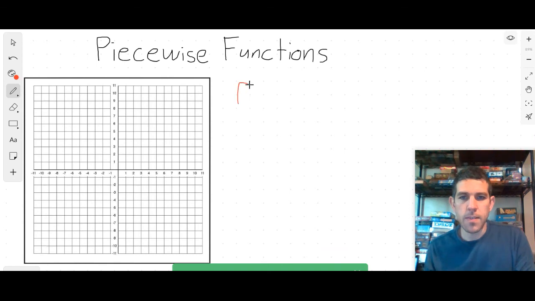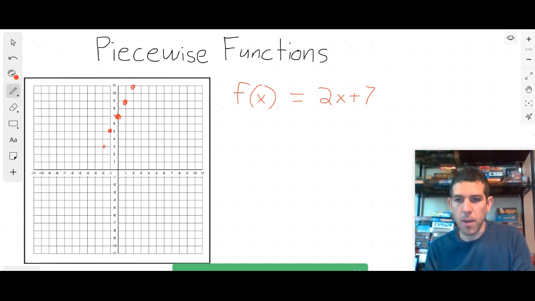We'll start with a very simple linear function. If I say f of x is equal to 2x plus 7, we know that's a linear function that starts at a y-intercept of 7 and goes up 2 over 1, a slope of 2, or down 2 and back 1 to extend this line in the negative direction. This is an increasing linear function.